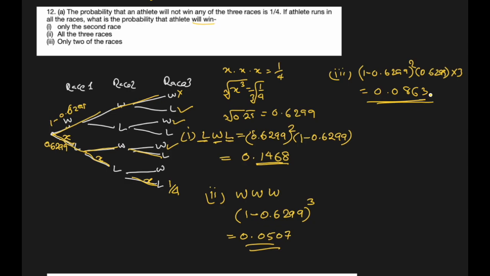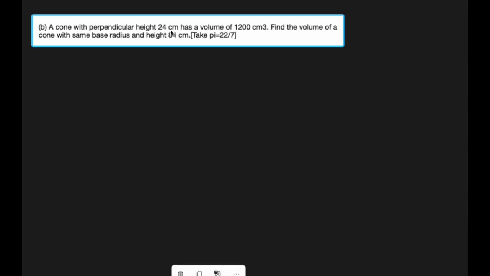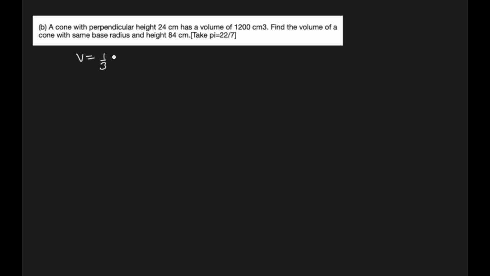B. A cone with perpendicular height 24 centimeter has a volume of 1200 centimeter cube. So volume, which is 1 over 3 pi r square h for a cone, is 1200, right? Find the volume of a cone with the same base radius. So this is, let's say, V1. So we want to find the volume of the second one with the same base radius, 1 over 3 pi r square, but height is 84.